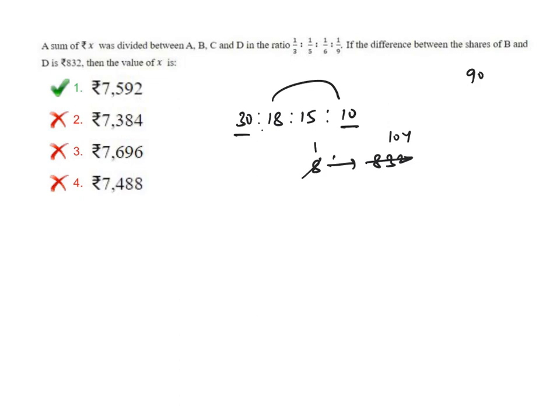So 7 into 40 plus 33, which is 73 parts, into 104. We know 3 fourths ends with 2. So the only option which ends with 2 is 7592. You can multiply and see.